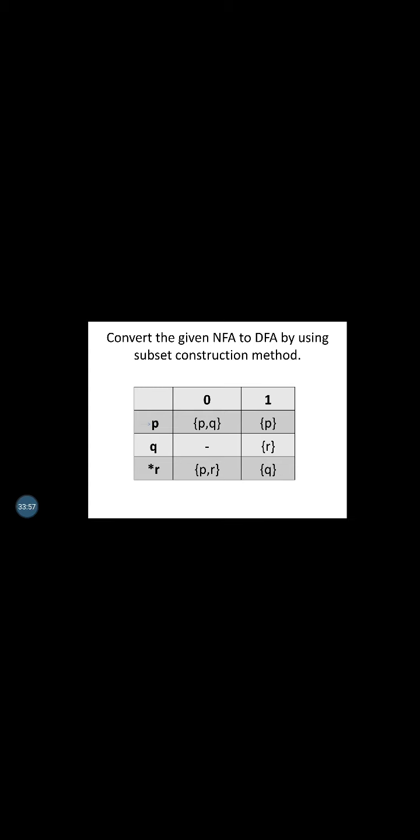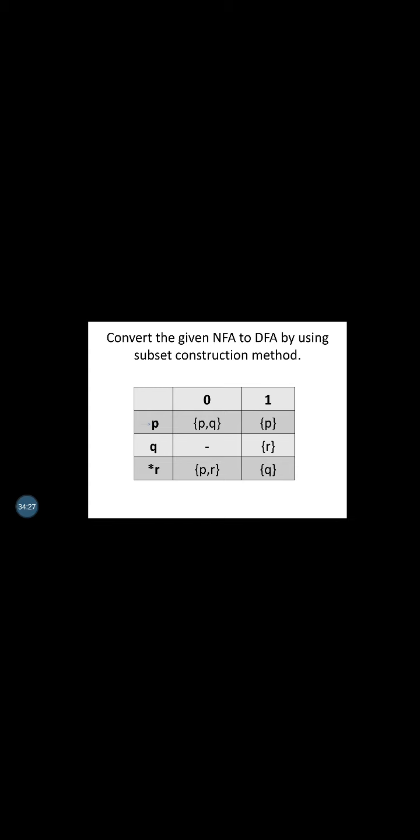If you have the transition diagram of an NFA, you have to construct the transition table first. After that, from the transition table, you apply the transition function, and from the transition function, we construct the new DFA transition table, and from the new DFA transition table, we construct the new DFA transition diagram. This is the procedure.